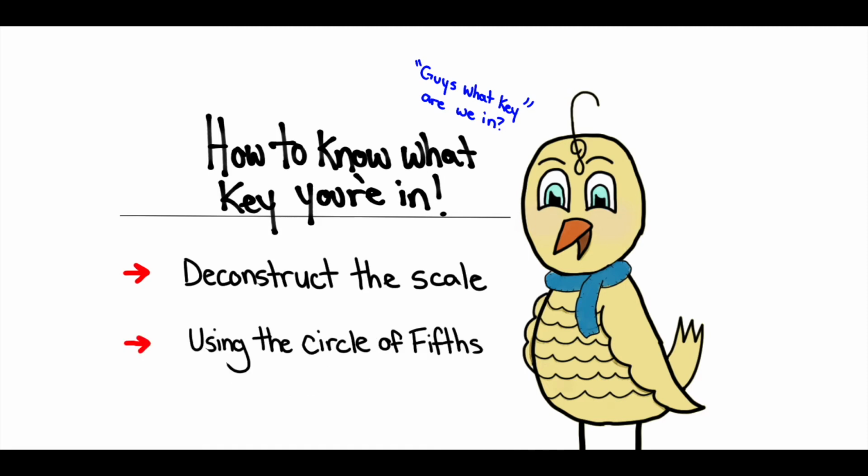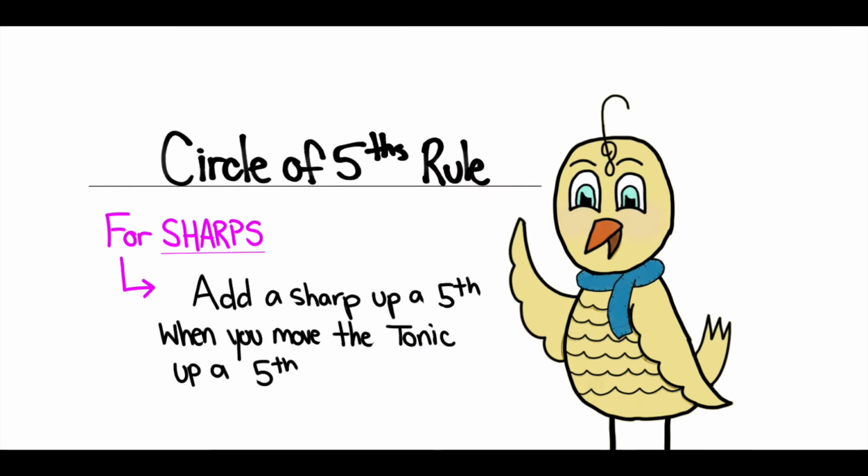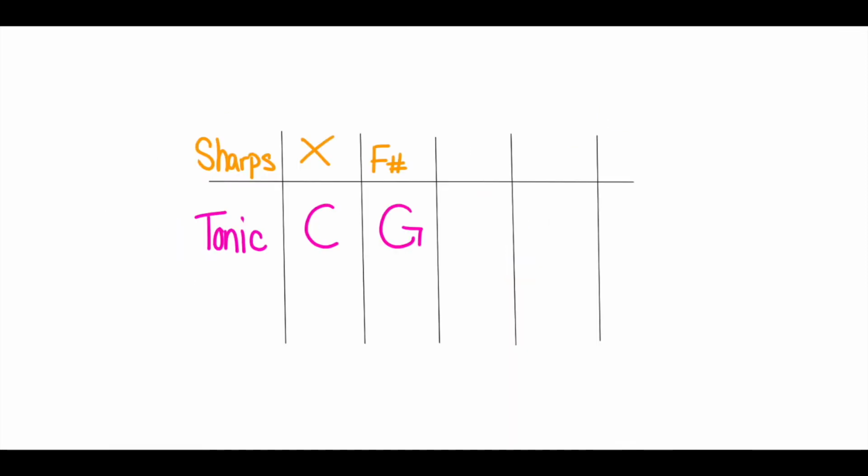Another way to identify a key signature is by using the circle of fifths method. The circle of fifths is a chart that many musicians have used to learn their key signatures. It shows us that when we move the tonic up a fifth, we add a sharp in the key signature. For example, if we start on G and go up 5 notes, we get D as the tonic, and for D major, we need a C sharp.